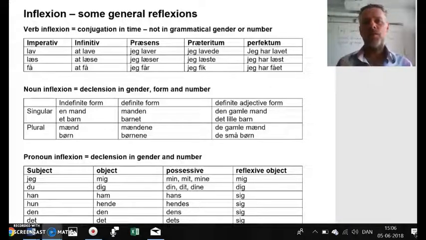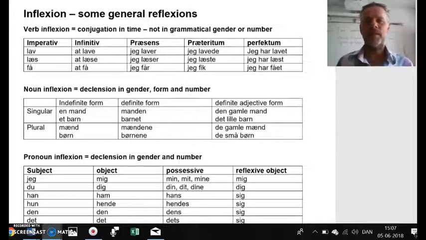Inflection is the modification of a word to express different grammatical categories such as tense, gender, person, or number. Here are some general reflections on how inflection works in Danish. Some categories of words inflect and some don't. Now let's have a look at some of the categories of words that actually inflect in Danish.